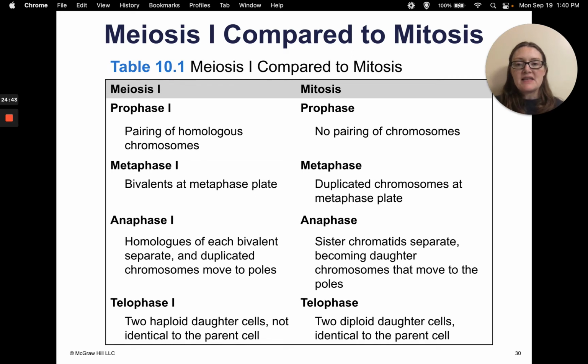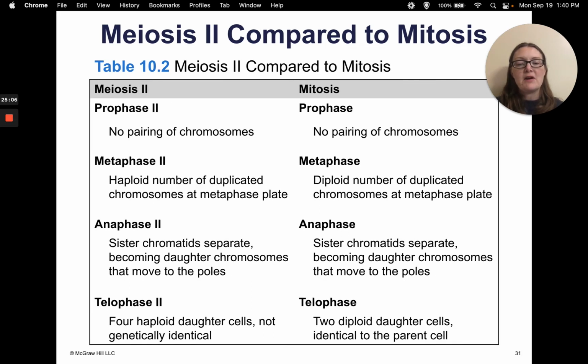Again, a side-by-side comparison of meiosis 1 with mitosis, including prophase, and we're seeing a difference of crossing over taking place in meiosis 1. And also, another main difference is that the homologous chromosomes are what are being separated out, not the sister chromatids.